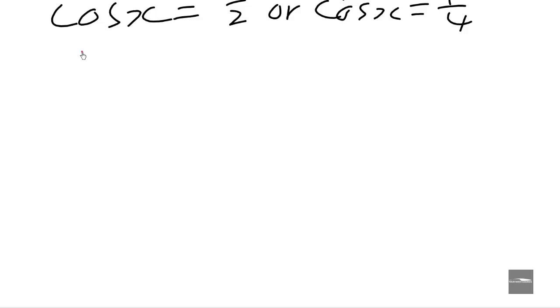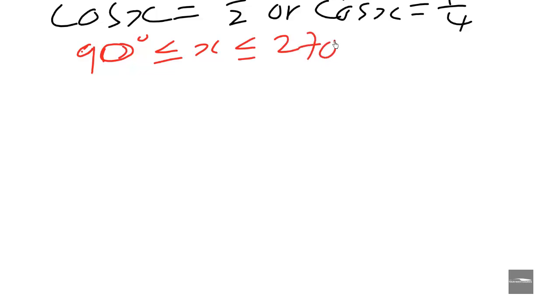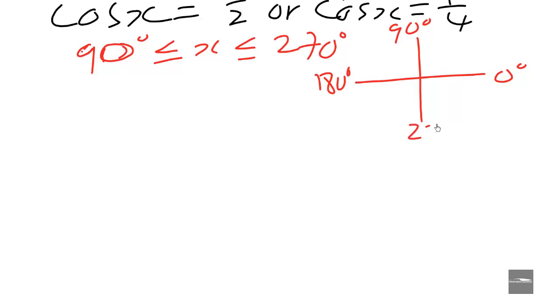So since we are dealing with the range 90 degrees less than or equal to x less than or equal to 270 degrees, which quadrant are we in? This is 0 degrees, this is 90 degrees, this is 180 degrees, and this is 270 degrees. Then we have 360 degrees. So we are talking about this quadrant here.